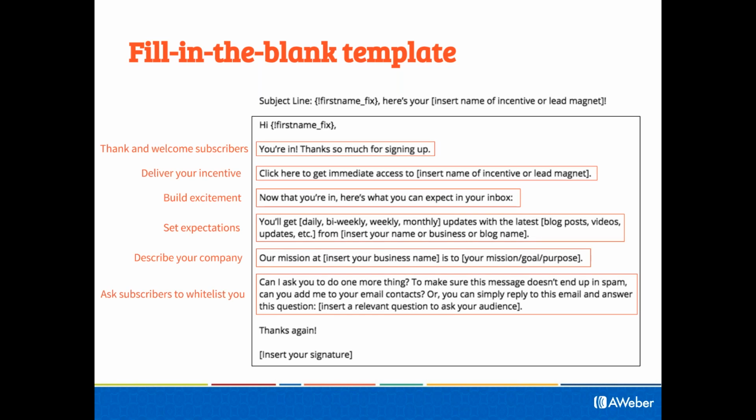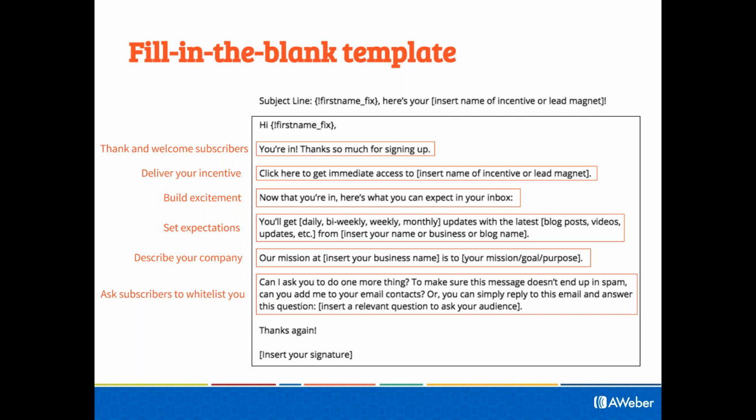In that first paragraph, you're just thanking and welcoming your subscribers. The second paragraph will help you deliver your incentive. So in that bracketed section, you can just literally fill in the name of your incentive. If that's a free guide to fitness, you would just say "my free guide to fitness" in that bracketed section. And then in the paragraph where we set expectations, you'll just insert how often you plan to email people.